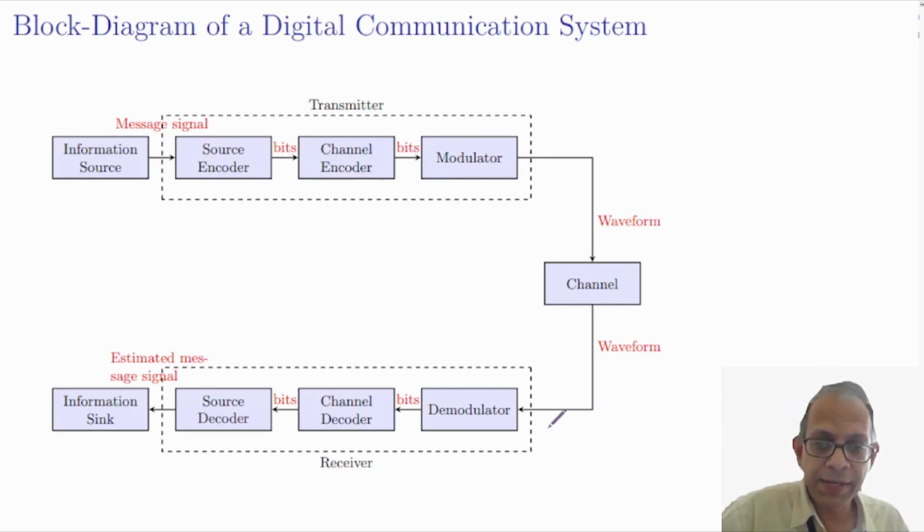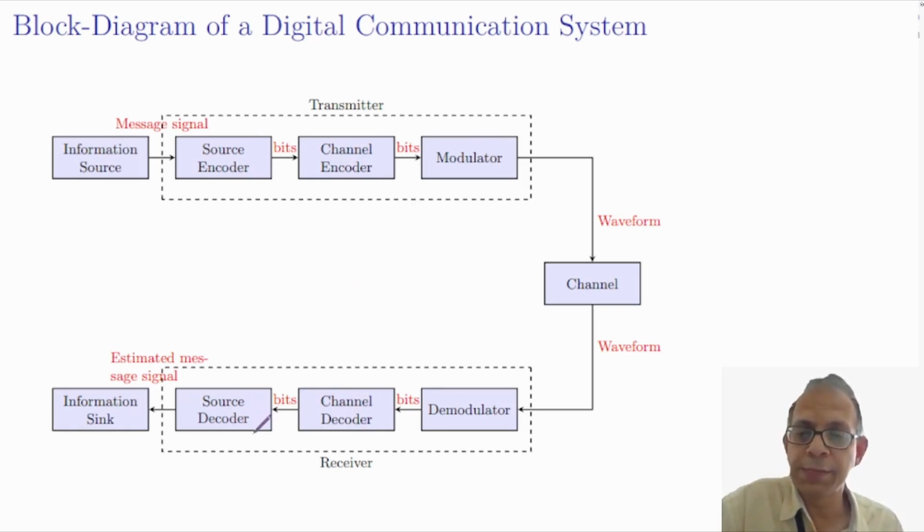At the receiving end, the received analog waveform is converted back to the digital form. An operation that is the inverse of that of the modulator is done in the demodulator block. Then a channel decoding operation takes place, which is the inverse of the channel encoding operation. And finally, source decoding takes place, which is the inverse of the source encoding operation, in order to get the best possible estimate of the transmitted message signal.